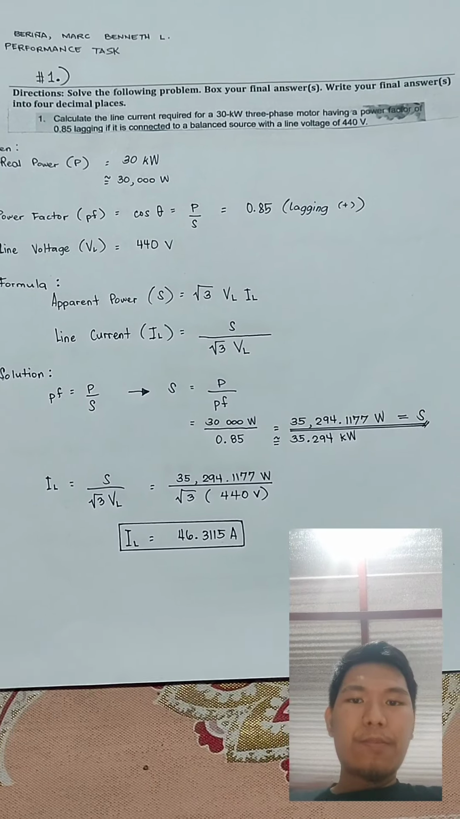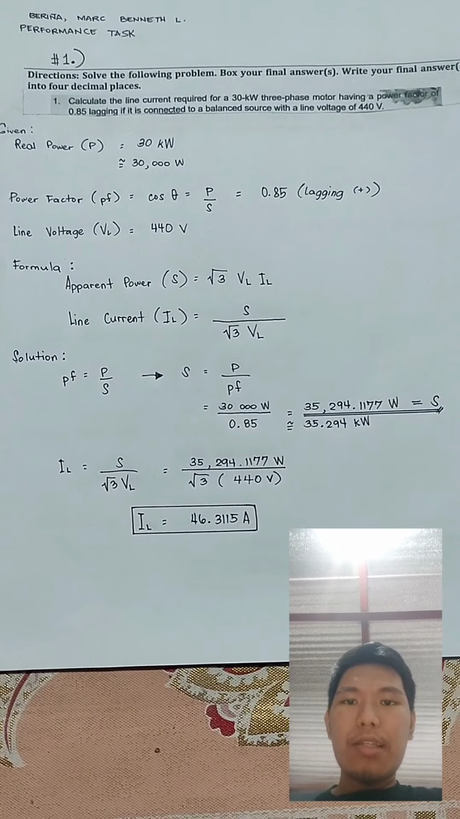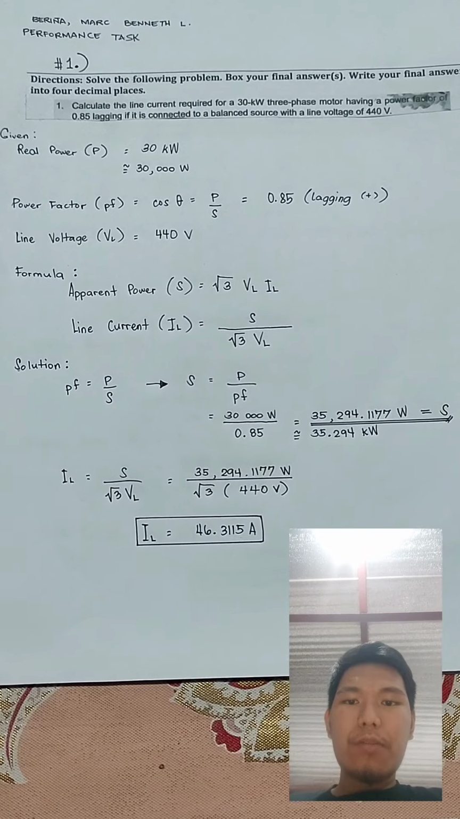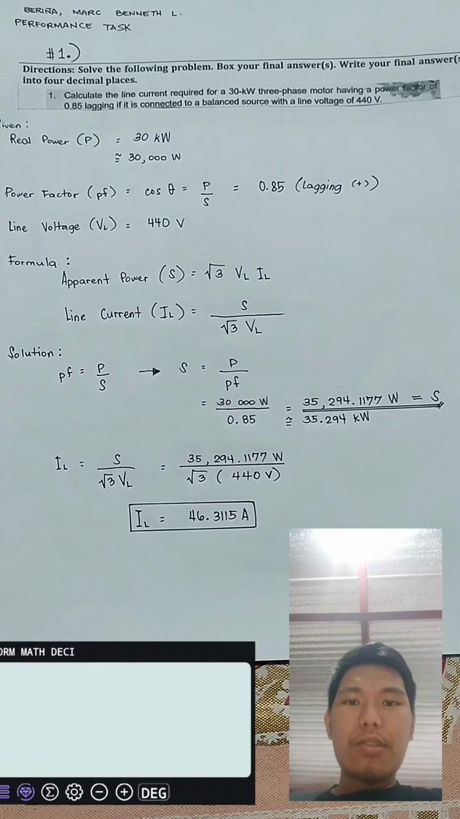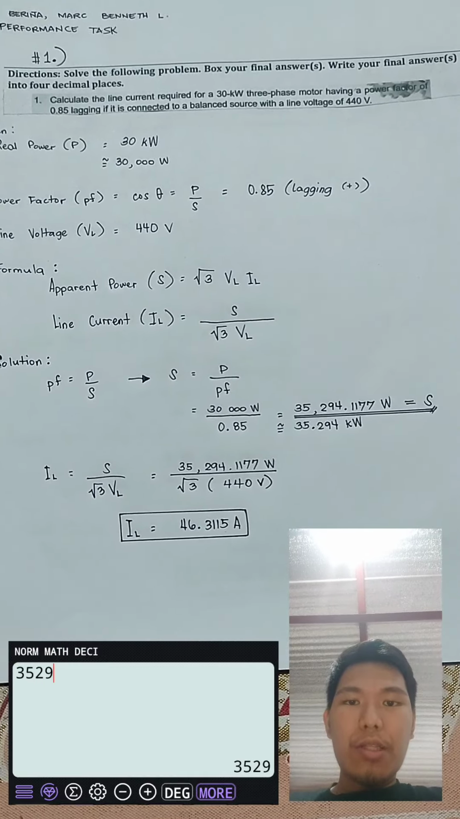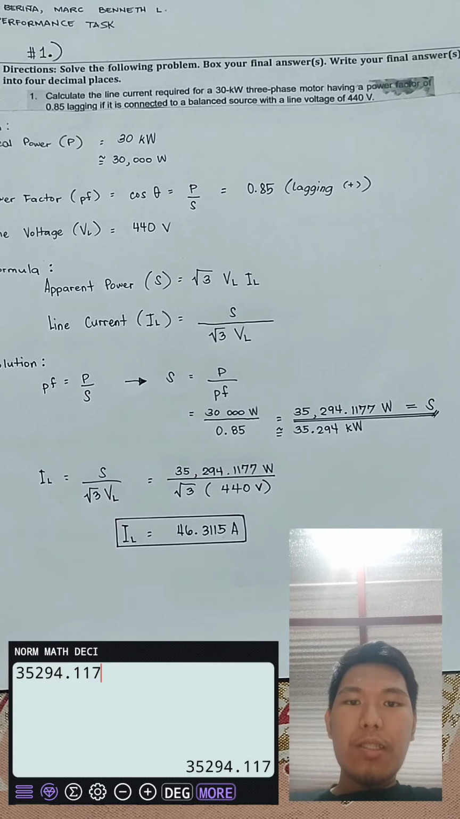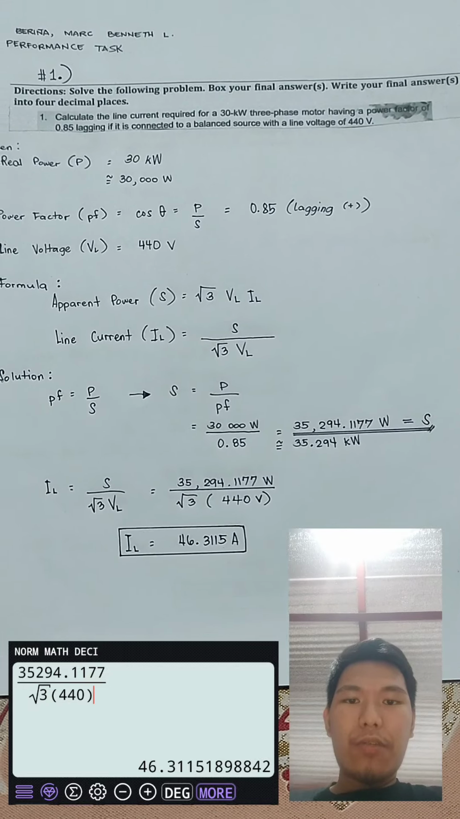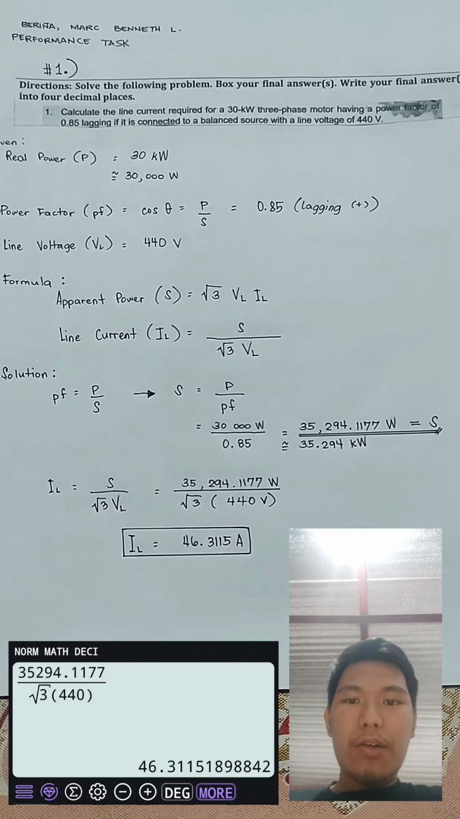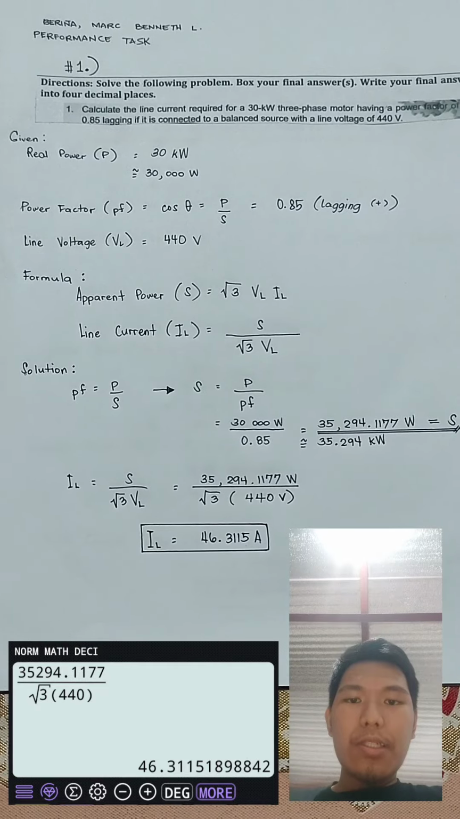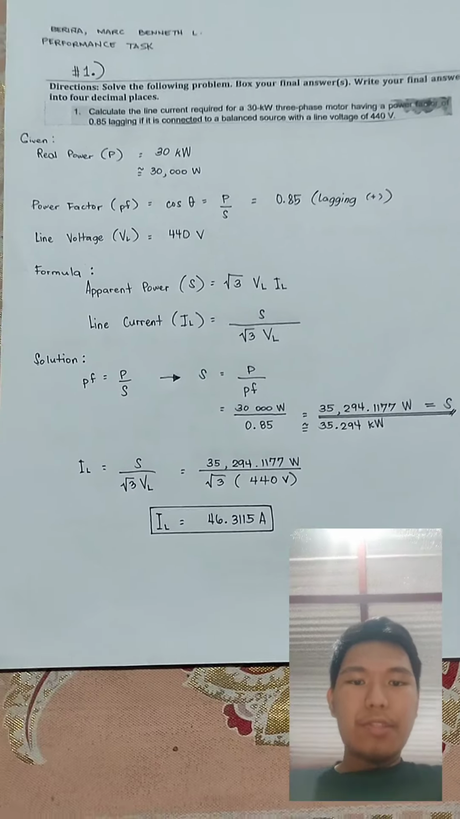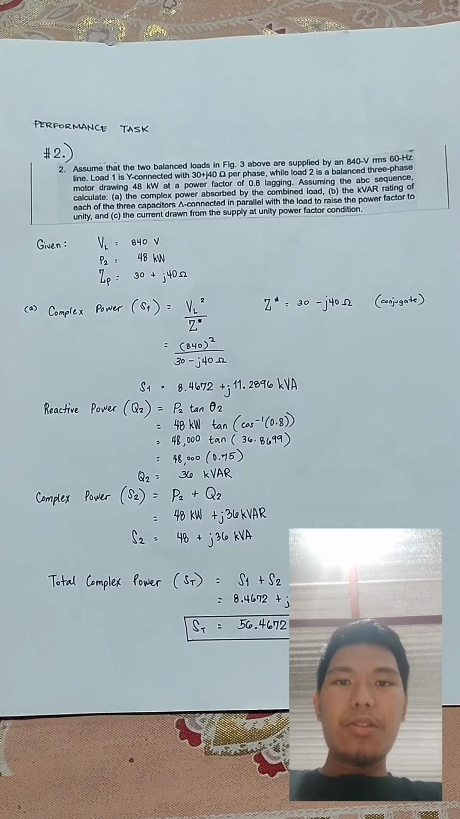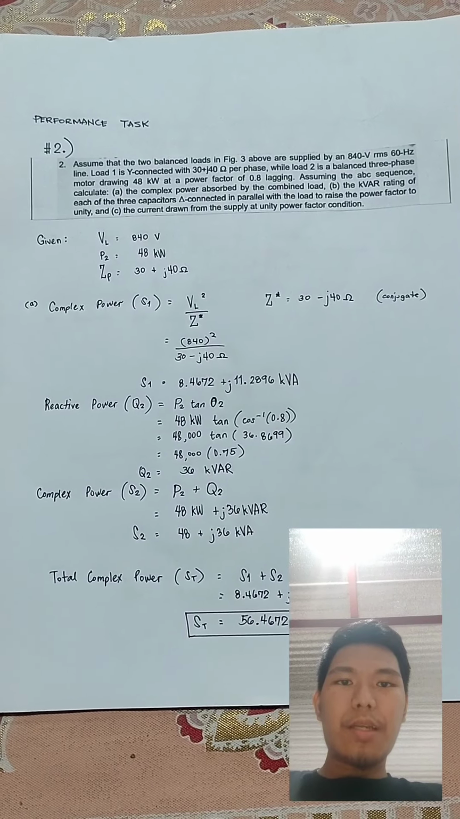35,294.1177 watts. Now we will get the line current IL with the formula S over square root of 3 VL, which is equal to 35,294.1177 watts over square root of 3 times 440 volts. Our line current is now equal to 46.3115 amperes.